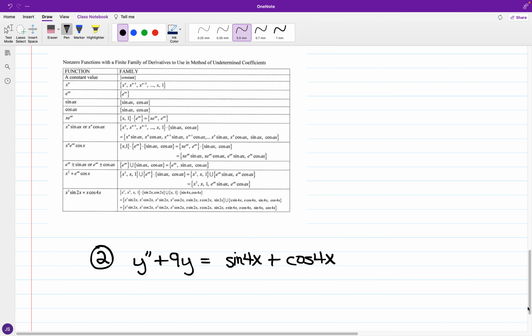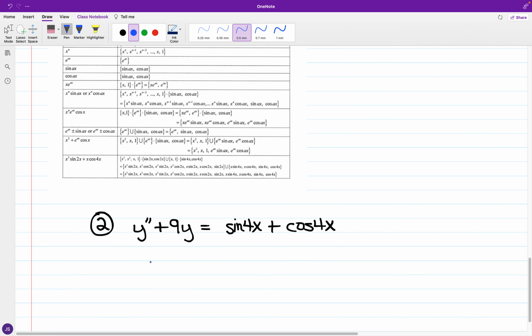Okay, now let's say we're looking at this non-homogeneous equation, whereupon we have y double prime plus 9y equal to the sum of the sine of 4x and the cosine of 4x. Now if we look for the complementary solution, this would be if you had set up a homogeneous equation, y double prime plus 9y equal to 0, translating what we have in terms of the characteristic root equation.